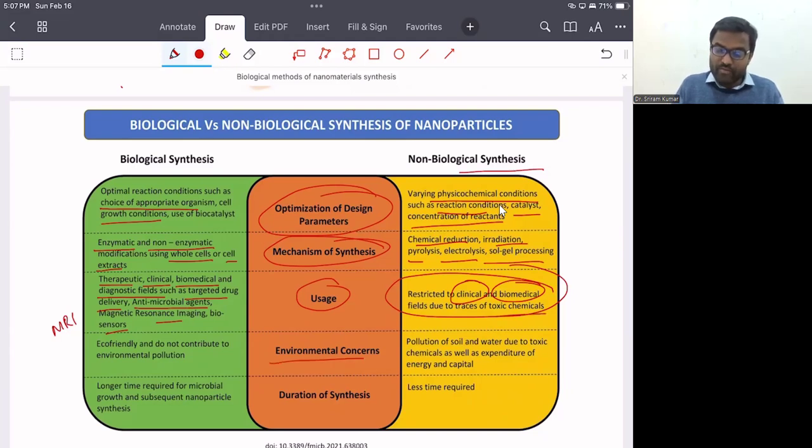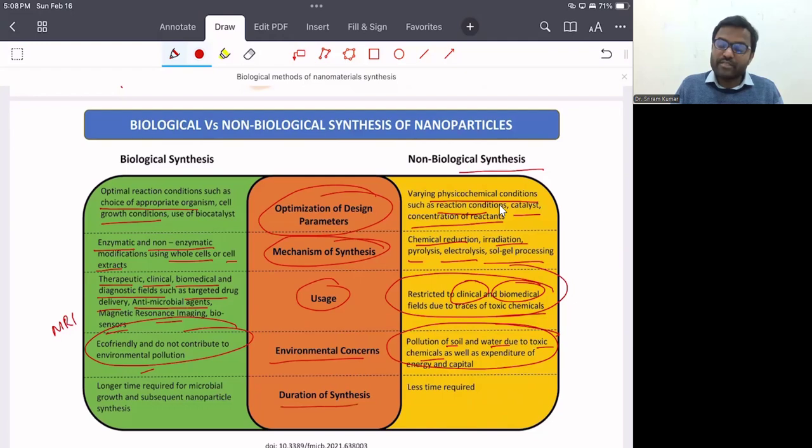And if you think about environmental concern, biological synthesis is eco-friendly and doesn't contribute to pollution. However, non-biological systems may cause pollution, maybe of soil and water, due to the toxic chemicals.